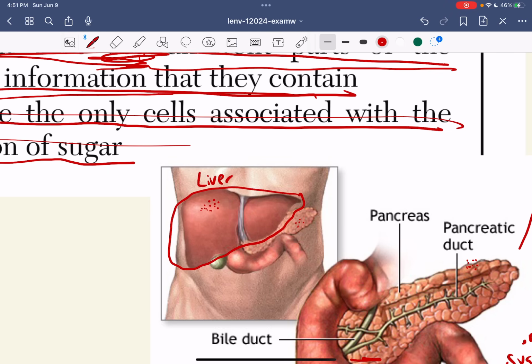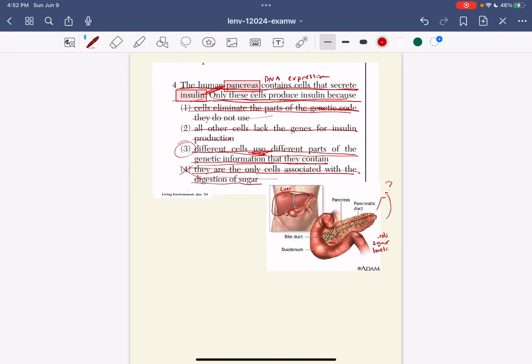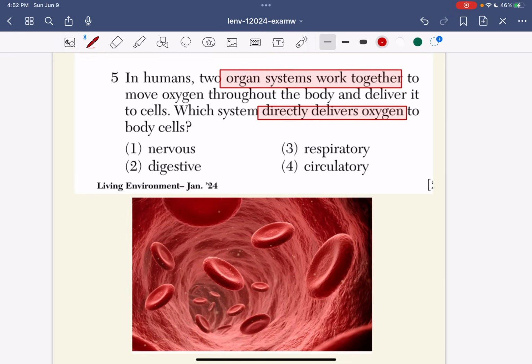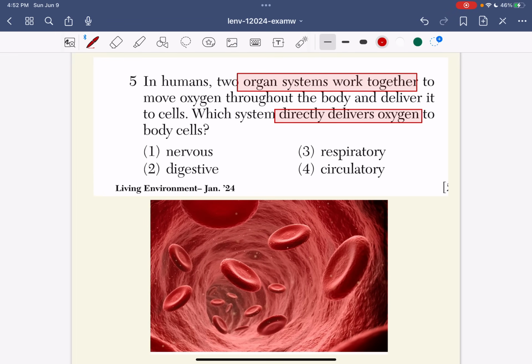And then here we have intestines. Your intestines have special cells that help them do their intestinal job. But they all have the same DNA. Only specific genes within the DNA are expressed. Okay, I know that's a lot. But I know you got it. I believe in you. All right, let's take a look at number 5. In humans, 2 organ systems work together to move oxygen throughout the body and deliver it to cells.